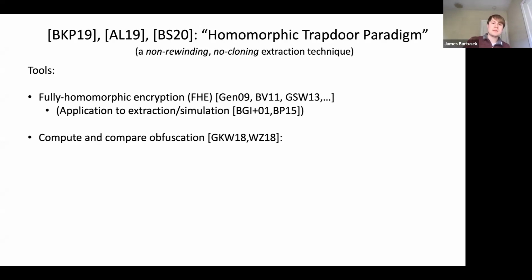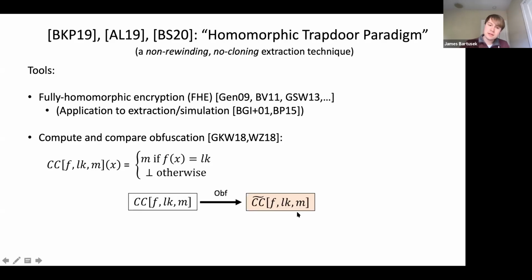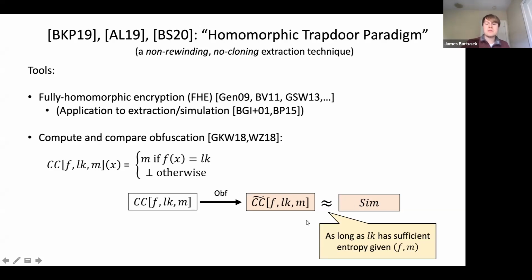So here is an obfuscator for programs of the following form: compute and compare programs that are parameterized by three things: a function, a lock value, and a message. On input x, it evaluates f on x, and if this equals the lock value, it outputs m, and otherwise it outputs nothing. So it computes and compares to the lock value. These works gave a way to obfuscate these functions, where the obfuscation of a particular compute and compare program is indistinguishable from some simulated program, which you can think of as an all-reject program, as long as the lock value has sufficient entropy given the description of the function. And they show how to do this under the LWE assumption.